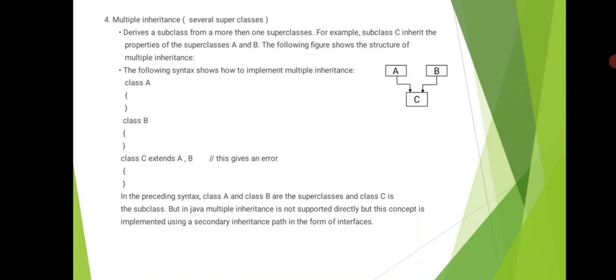The following figure shows multiple inheritance, and the syntax is class A, class B both are superclasses, and class C extends A, B, which is not supported by Java because it gives an error. The extends keyword will not allow more than one class to inherit. This concept is implemented through interfaces. We will study interfaces in the next session, and at that time we can implement multiple inheritance. Multiple inheritance is not supported by Java directly, but this concept is implemented using a secondary inheritance path in the form of an interface.